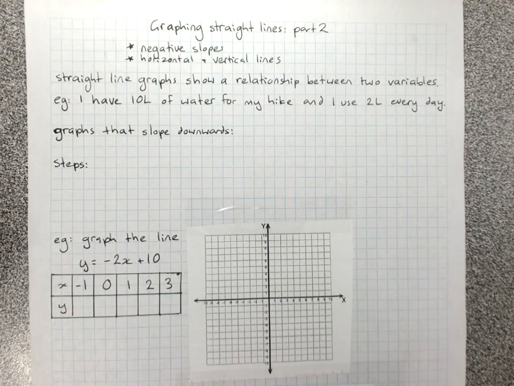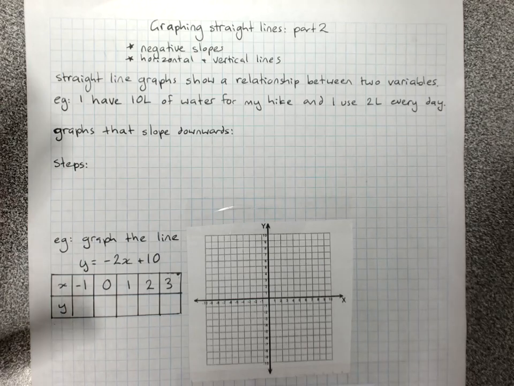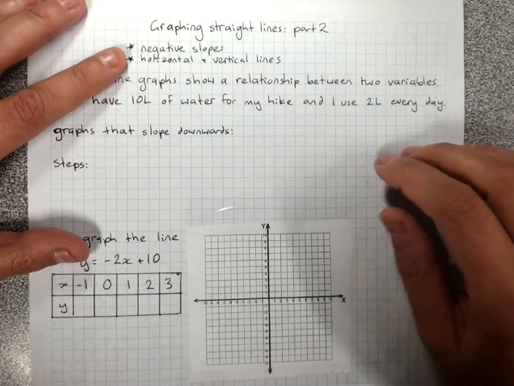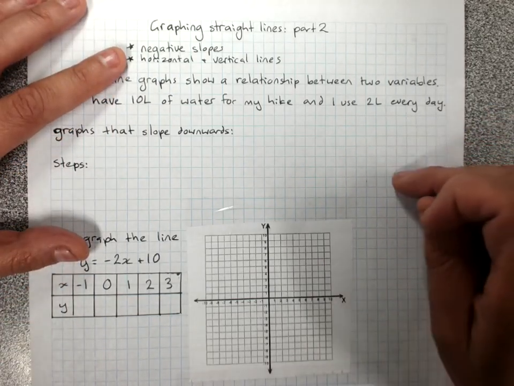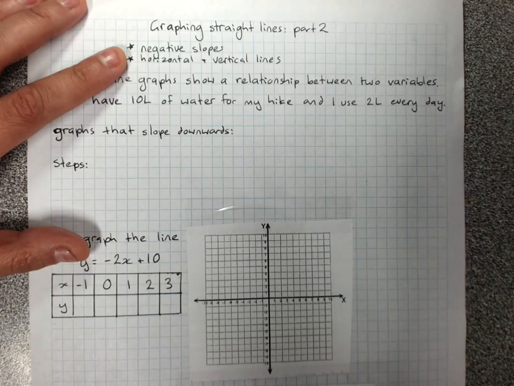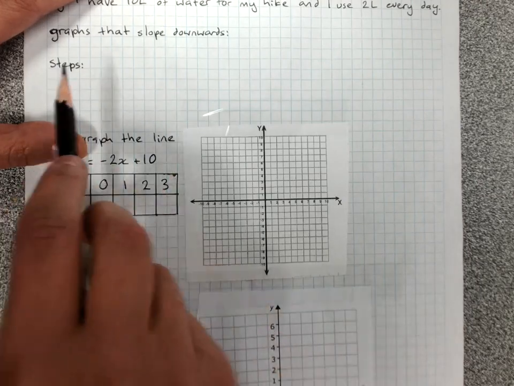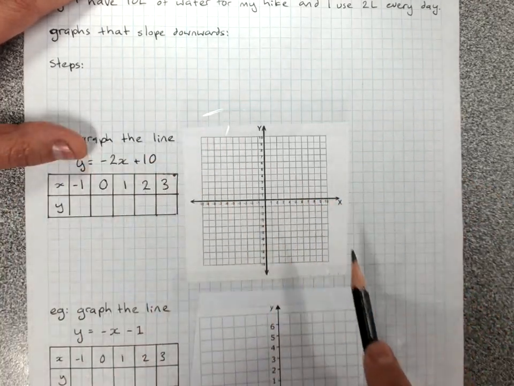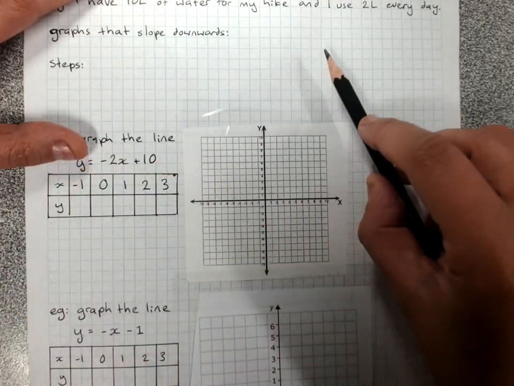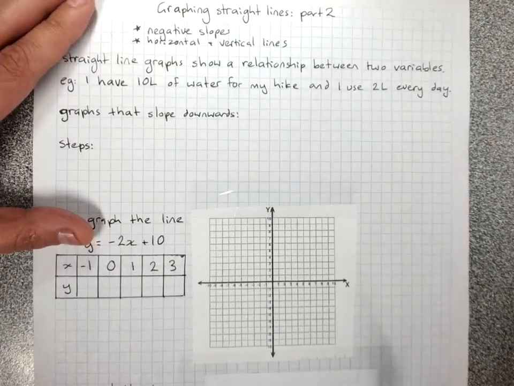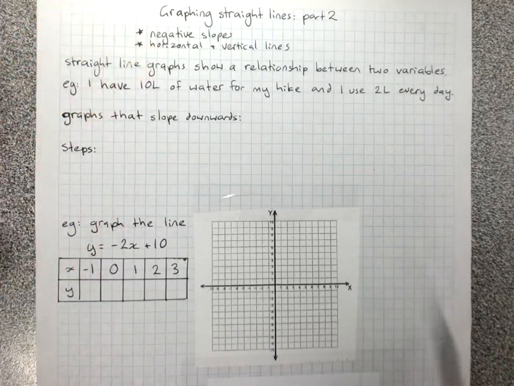Graphing straight lines. Now this is part 2, and we're looking at straight lines that have a negative slope. That is, they slope down across the graph the way we would read. From left to right, they slope down instead of sloping up. And we'll also look at horizontal and vertical lines.